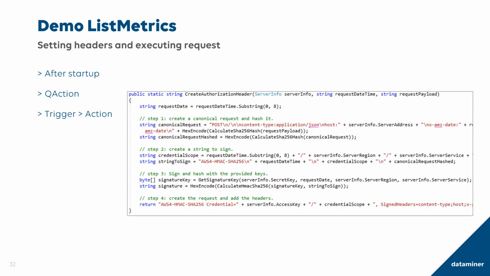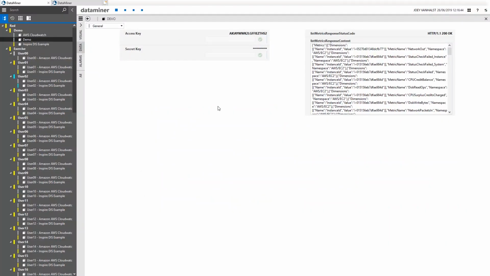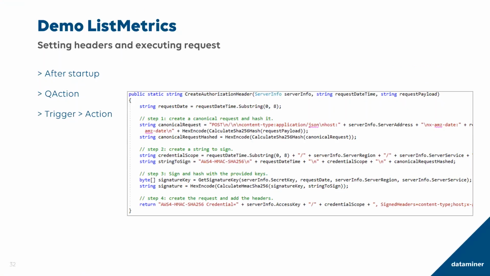Check DataMiner. And now you can see, as soon as my element restarted, it executed that request. Thank God it worked. And we can see the response here. So now you can see my response is actually a list of metrics. But for each instance ID, I get the name of a metric that I can pull for that instance. Okay.